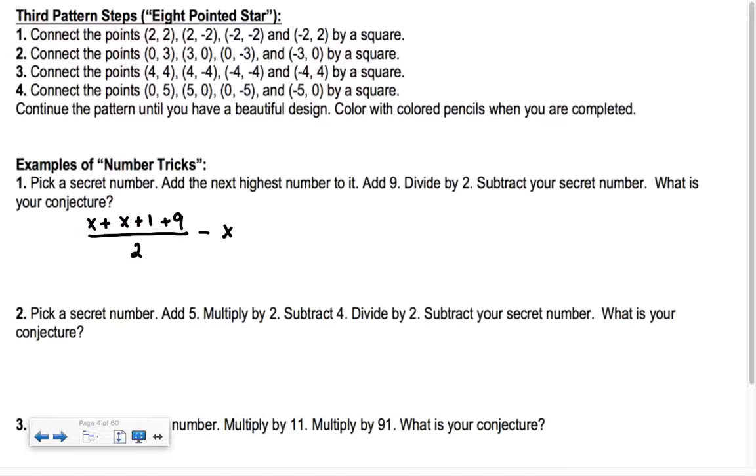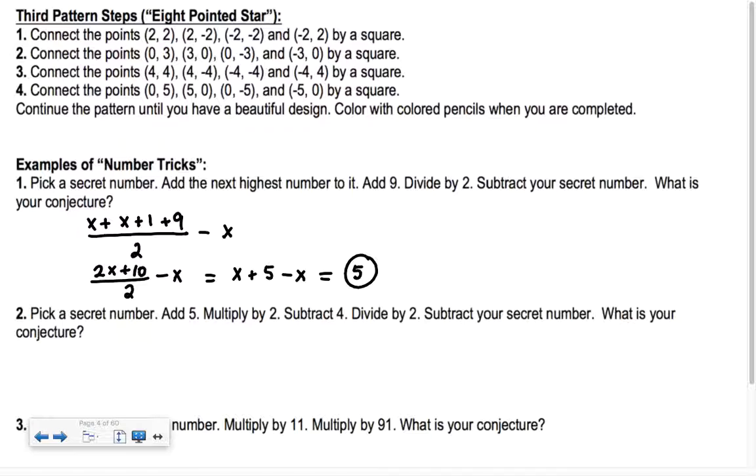So let's simplify this. When I have x plus 1 plus 9, how can I write that so it's simple? Exactly, 2x plus 10, all over 2, minus x. So what do I get when I do 2x plus 10 all divided by 2? Half of 2x plus 10 is x plus 5, right? So I have x plus 5, and then I have minus x. So what do I always get? 5. So we just proved why that was true.